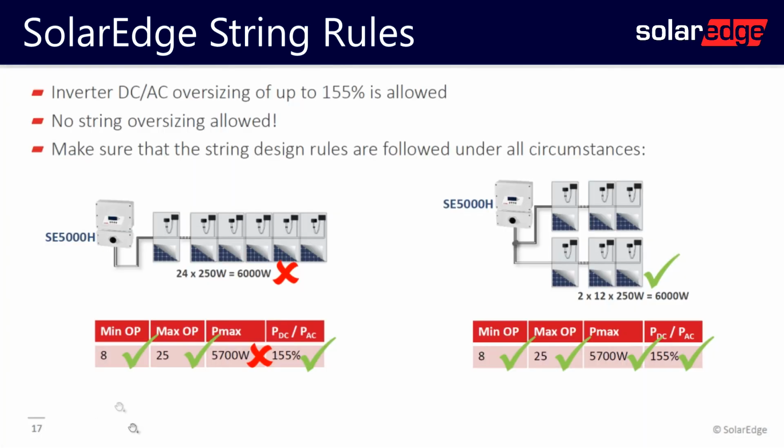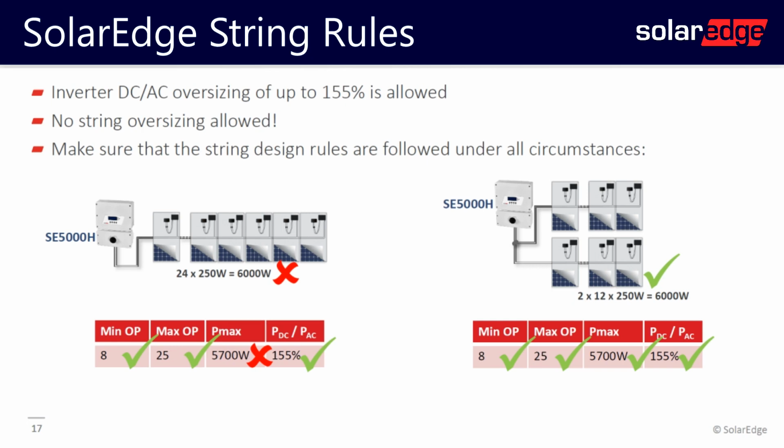We get a lot of questions about oversizing. It is always okay to oversize the inverter. In fact, with a single phase inverter with HD wave technology, our maximum DC to AC ratio is 155%. However, you are never allowed to oversize a string.